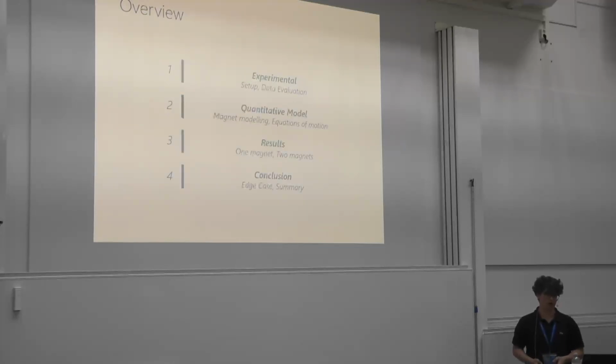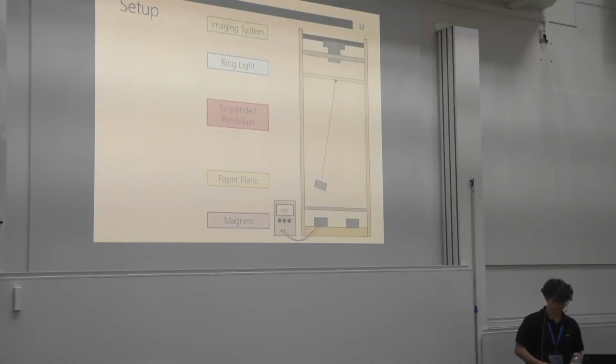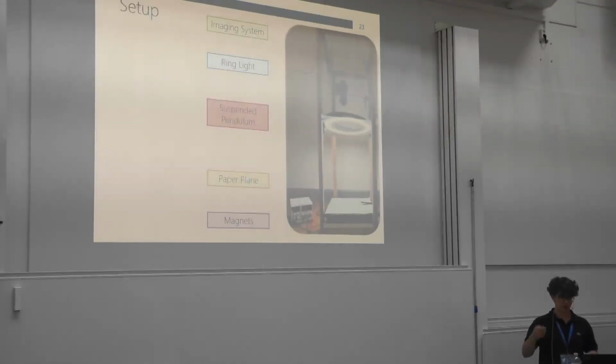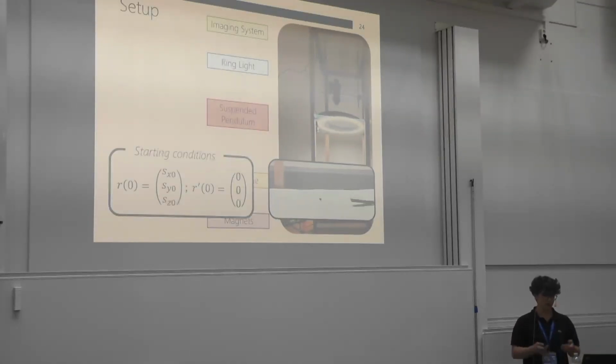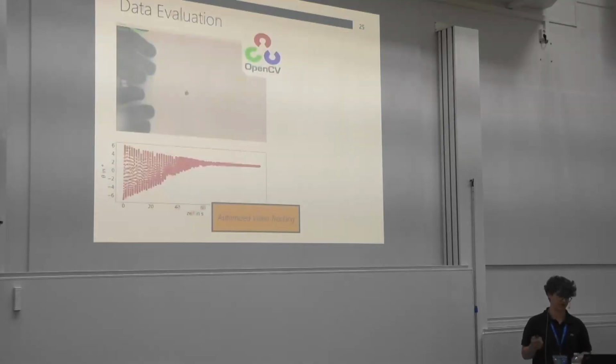So now for our overview, we will start with the experimental setup, then the quantitative model. Then we have a look at my results for both one and two magnets, and then we will draw a conclusion. So now for the setup, we used electromagnets on the bottom side in order to vary the strength. Above we had a paper plane with a cord in the system. Then we had a pendulum suspended from a plexiglass plane, and a ring light and an imaging system on top in order to film the motion, which looks like this. And then we had the starting fixture in order to ensure our starting conditions.